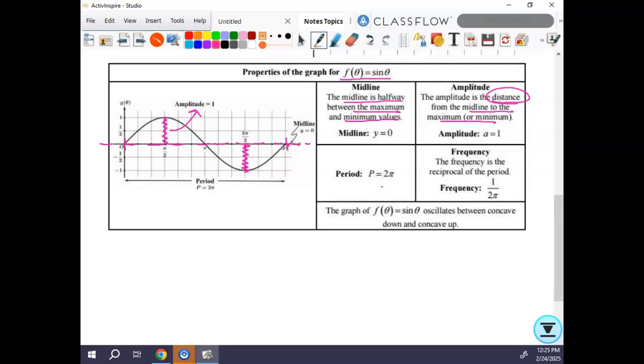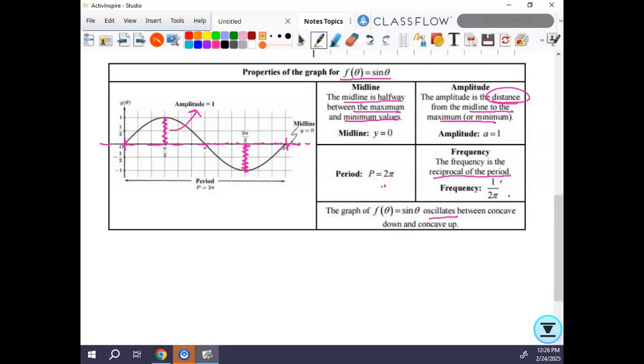Period and frequency are related to each other. It's just a different way of talking about kind of the same thing. So the frequency is just the reciprocal of the period. So this says it takes 2 pi to get 1 cycle. This says I have 1 cycle in 2 pi units. So again, you can use both of them differently. Frequency will come up a lot more in physics, that kind of thing. And then the graph of sine of theta oscillates between concave up and concave down. So oscillate is this motion that the graph makes. And see, we're going from here to here, we're concave down, then we're concave up.